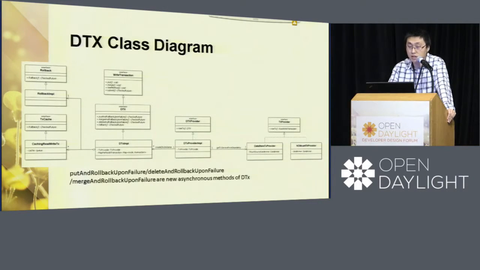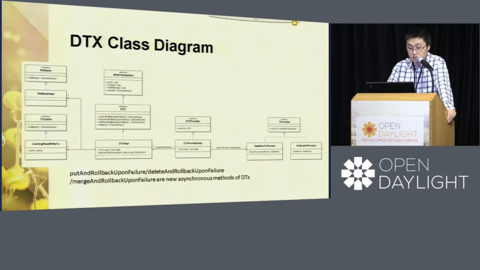The DTX implementation is a class which implements the DTX interface. On the left hand, there are two libraries. One is called the rollback library. The other one is called the TX cache. These two are implemented in the SPI of DTX. The first, rollback, is the control logic to roll back data from devices, and the TX cache is the implementation of the cache to cache the data read from devices.